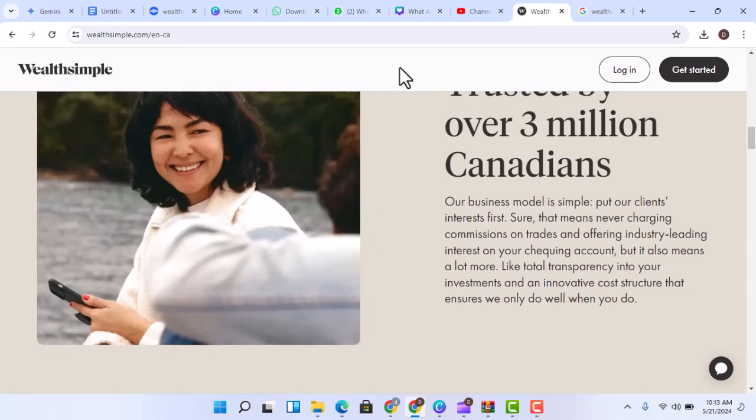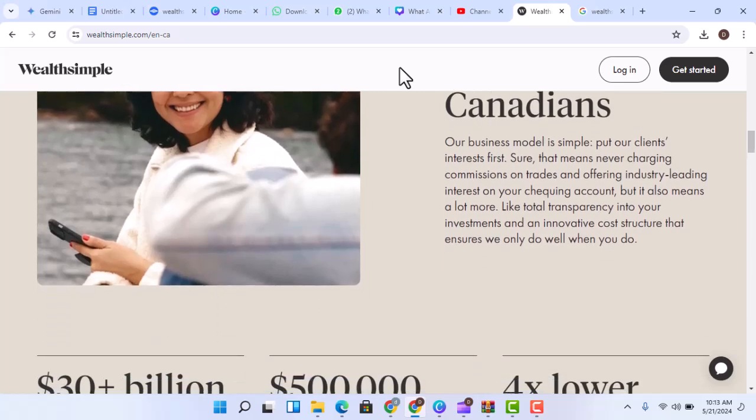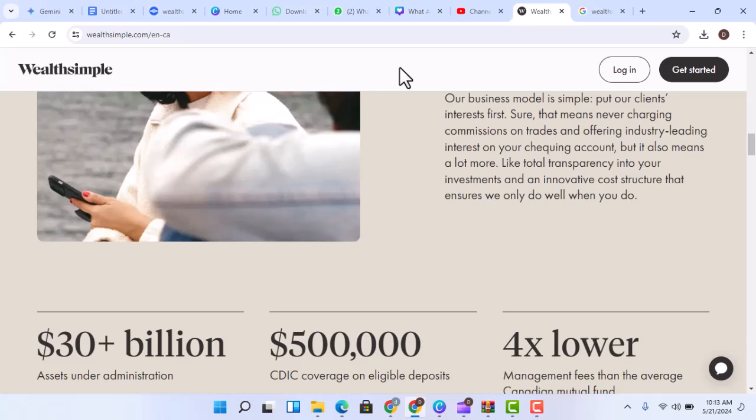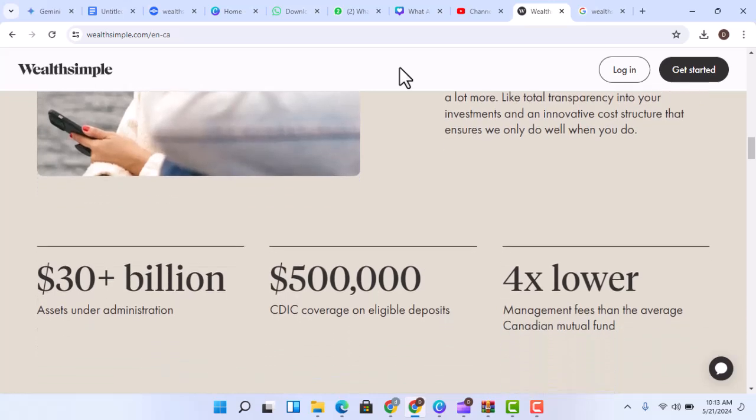Wealthsimple Trade, a commission-free stock trading platform. Wealthsimple Crypto, a platform for buying and selling cryptocurrencies.